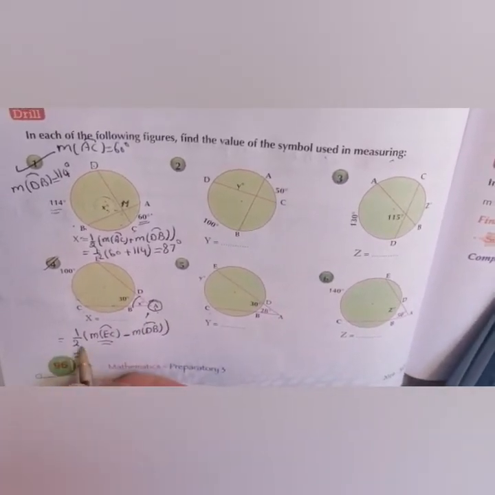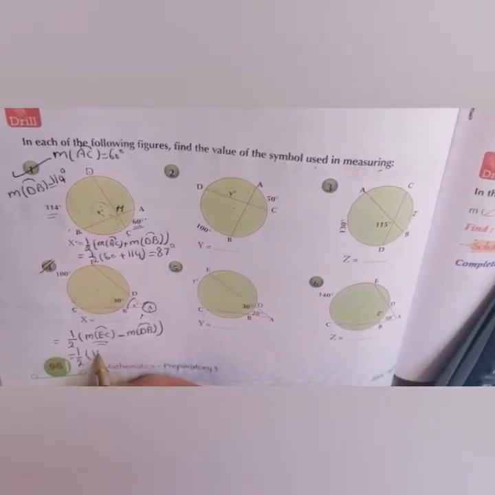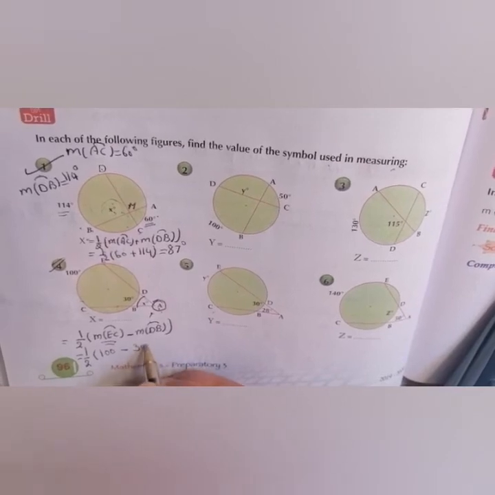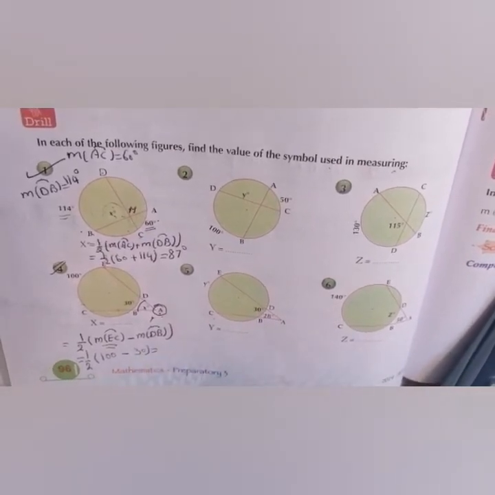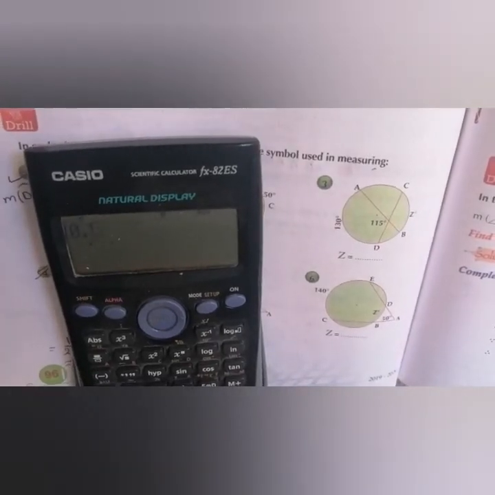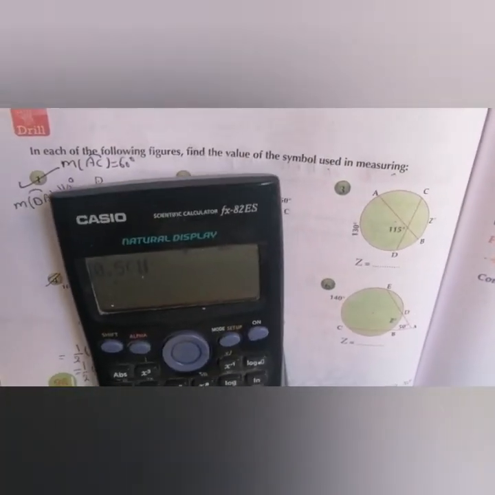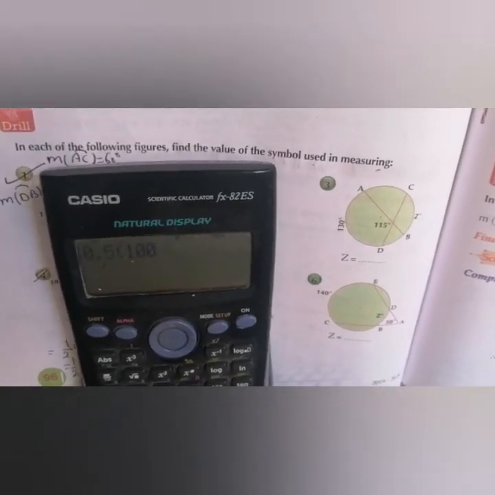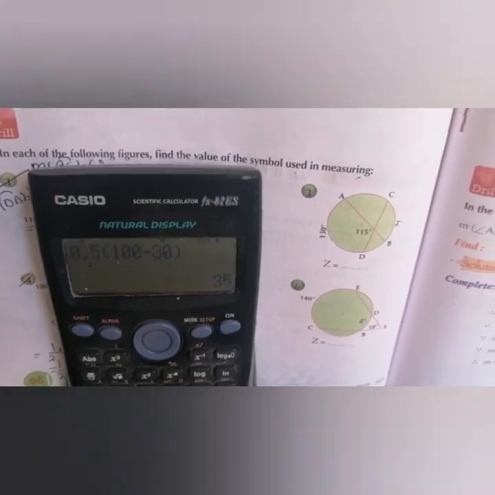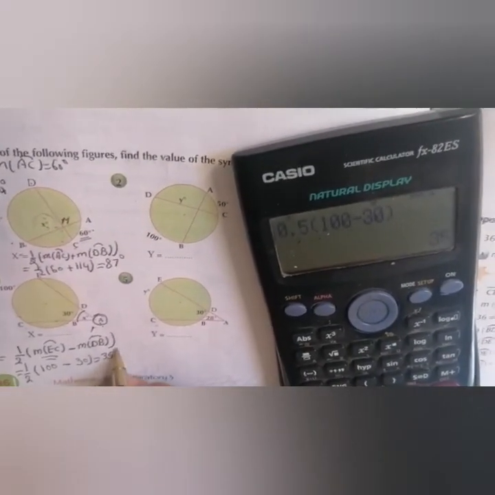Equal half, 100 minus 30, equal half, 100 minus 30 equal 35 degrees.